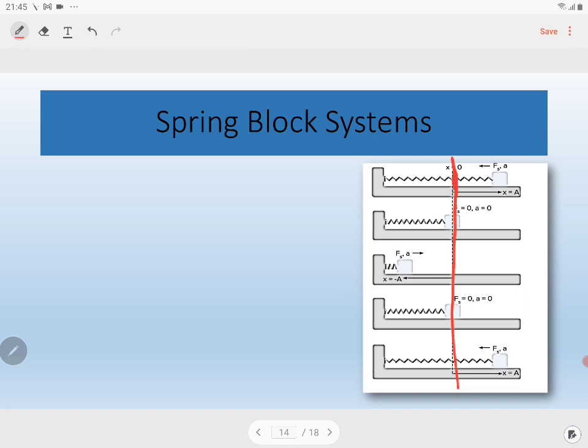Away from that equilibrium position, to what extent you pull the block or elongate the block, the same will be the amplitude of oscillation. So to what extent you pull the block, to the same extent the block will go to this side. So that becomes the amplitude.